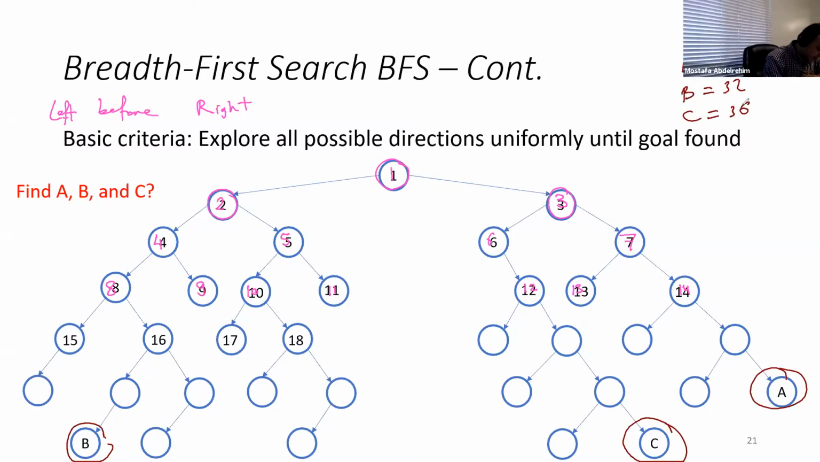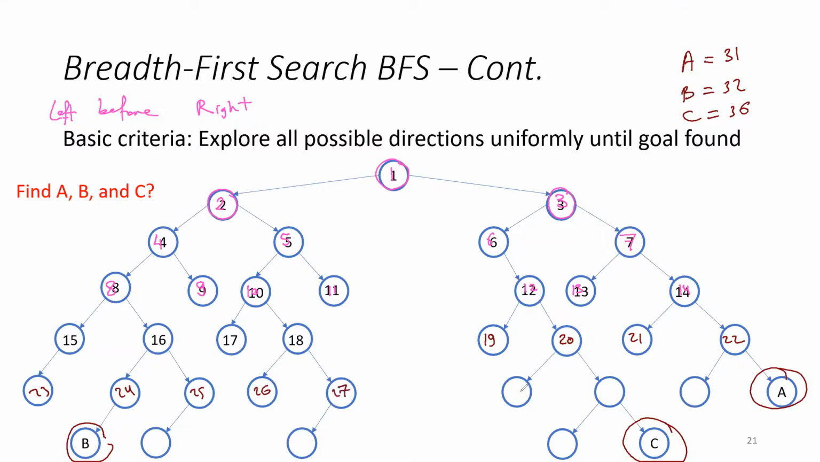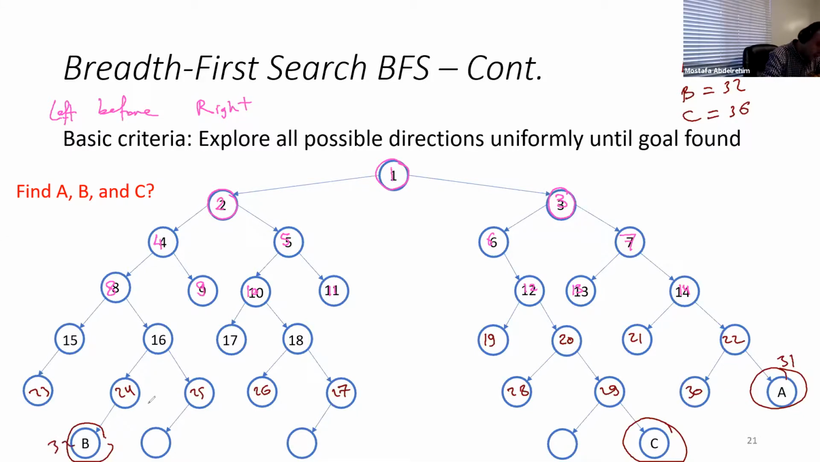Oh, let's check this. So 18, just go 19, 20, 21, 22, 23, 24, 25, 26, 27, 28, 29, 30, 31, right? 32, right? 33, 34, 35, and 36. That's right. Of course, if this is a real problem, you will stop at the goal.